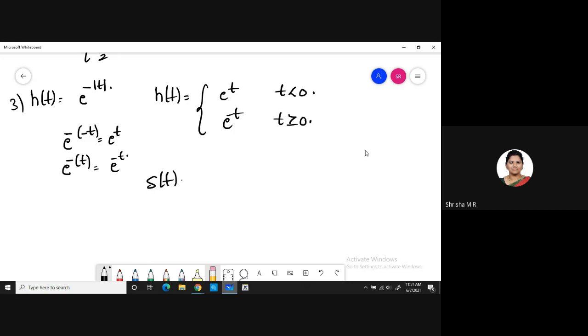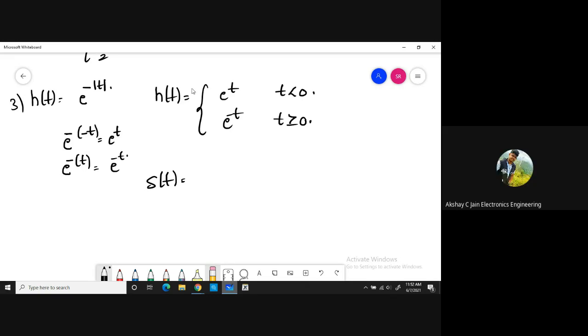Ma'am, is it modulus or brackets, ma'am? Yes, ma'am, e to the power minus modulus. This is mod here. Then mod minus is nothing but plus, no, ma'am? No, for negative values, you have to take e power t. For positive values, you have to take e power minus t. Ma'am, but modulus is only for t, no, ma'am?